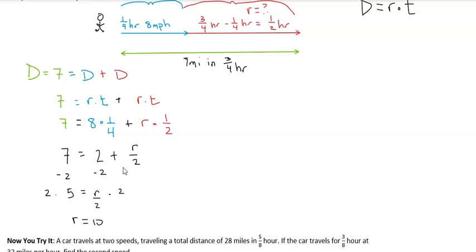So what were we looking for? We were looking at the rate, so that's going to be 10 miles per hour. So the jogger ran 10 miles per hour in that last half hour.